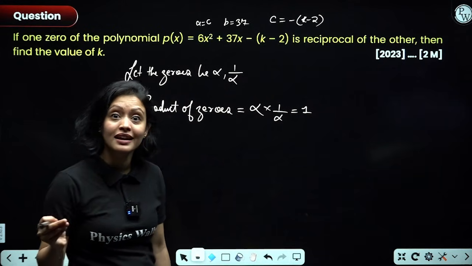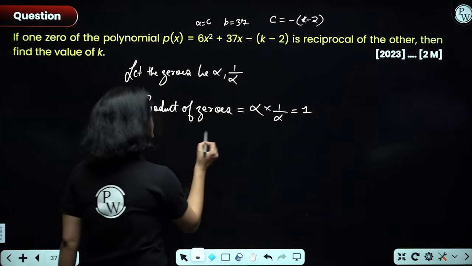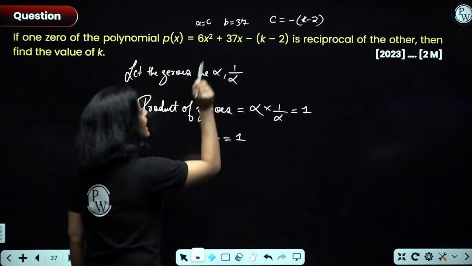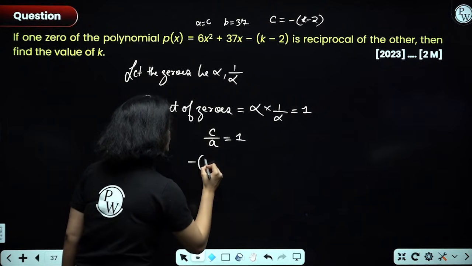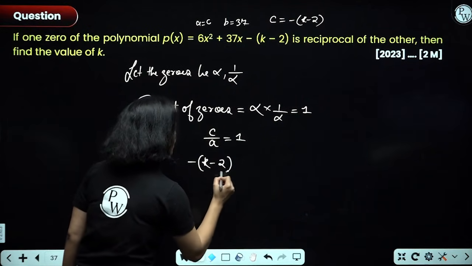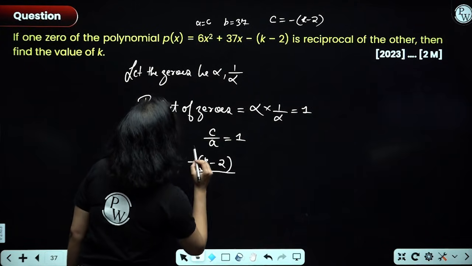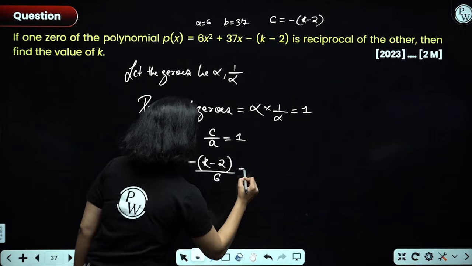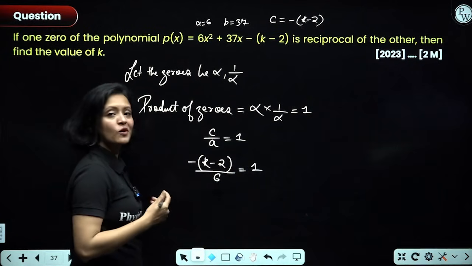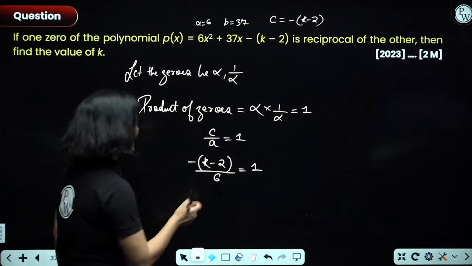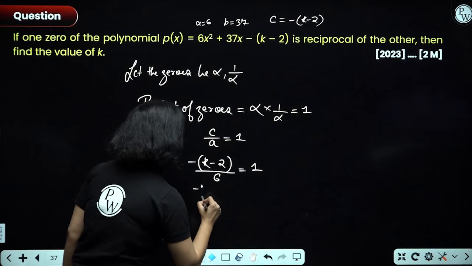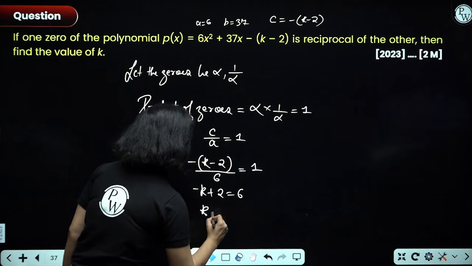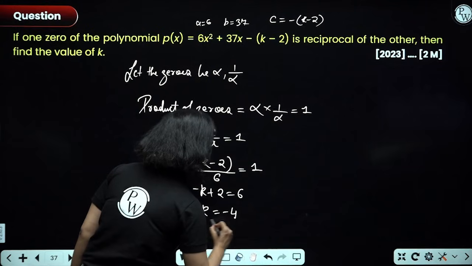How interesting. That simply means that c by a should be equals to 1. That simply means that minus of k minus 2 over 6, this is 6, guys, over 6 has to be 1. Now, can you not solve this linear equation? You can, right? So from here we can say that minus of k minus 2 is equals to 6. So k is equals to minus 4.